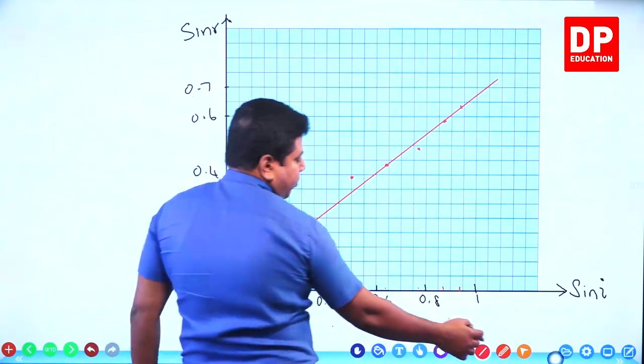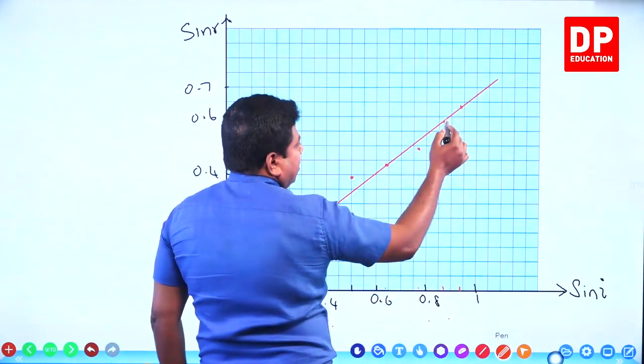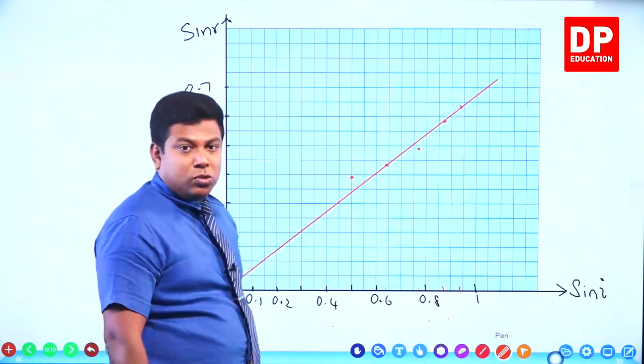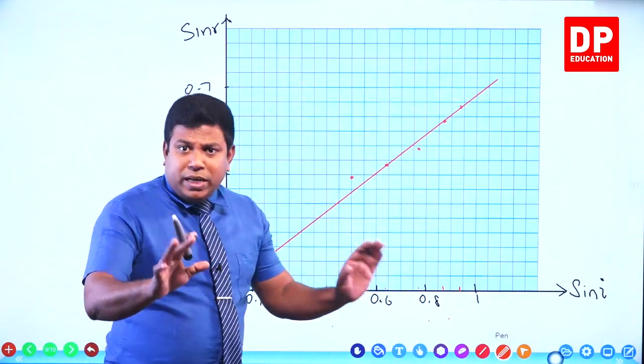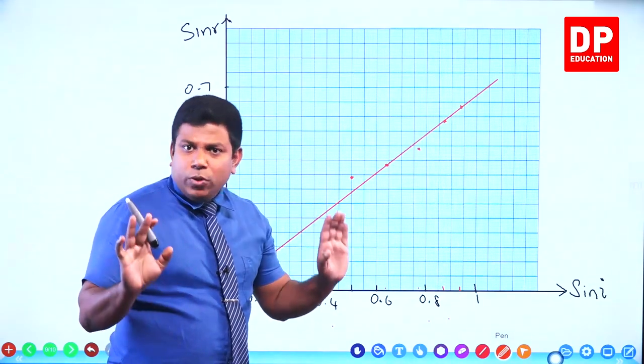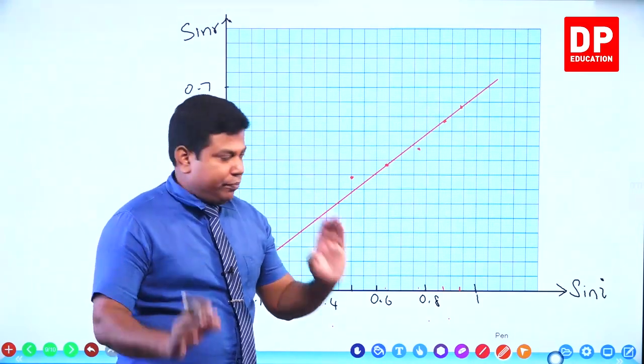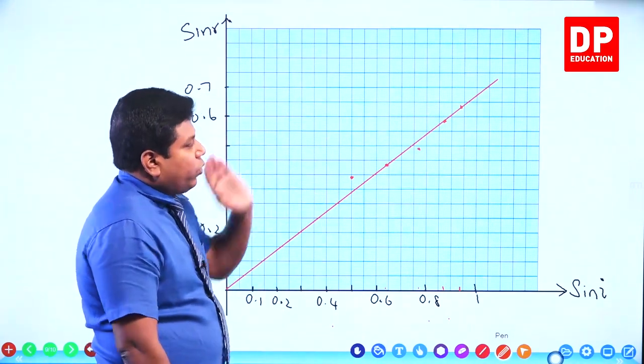Again, see the points I marked. One is here. The other two are here. So, these three fall on the same line. 2 points. There might be a small error in the experiment and the readings, which is very common in doing the experiment. Even when everyone is doing it, small errors would be there. So, we draw the best line we can draw.